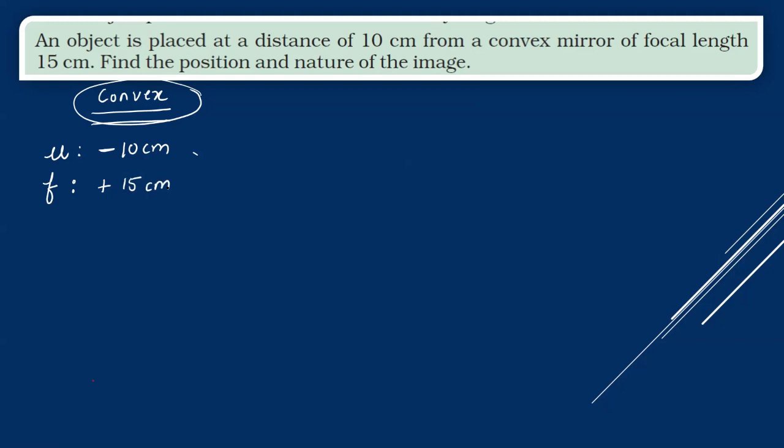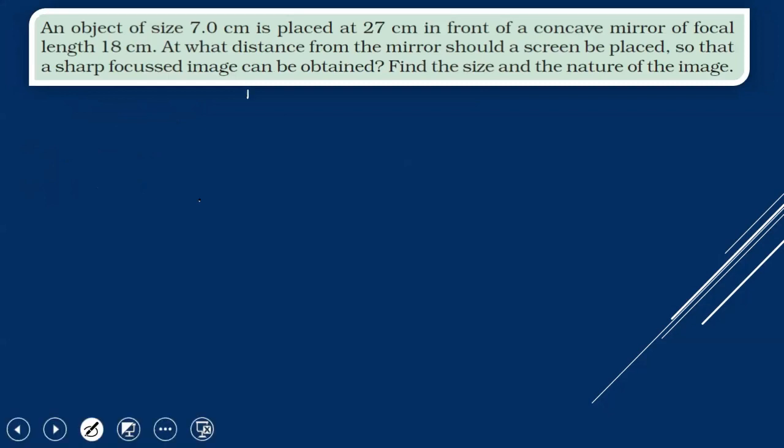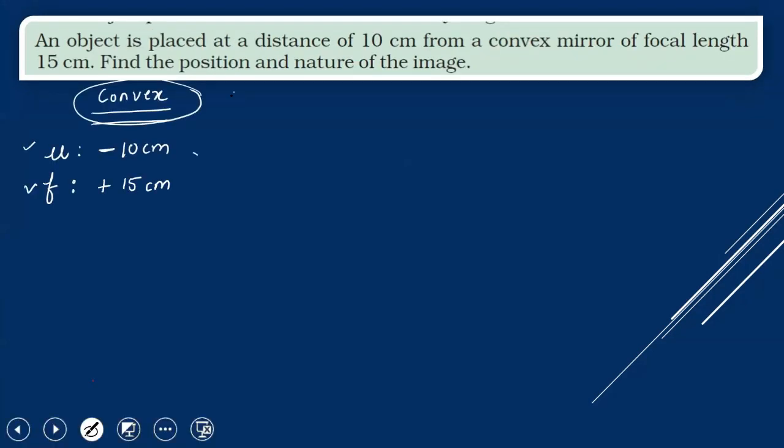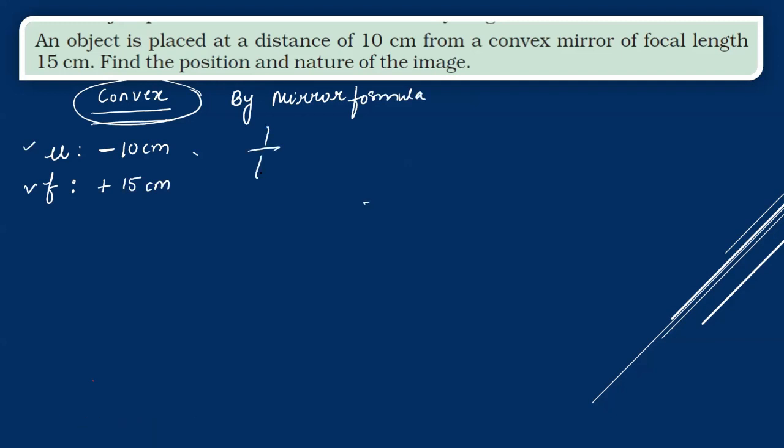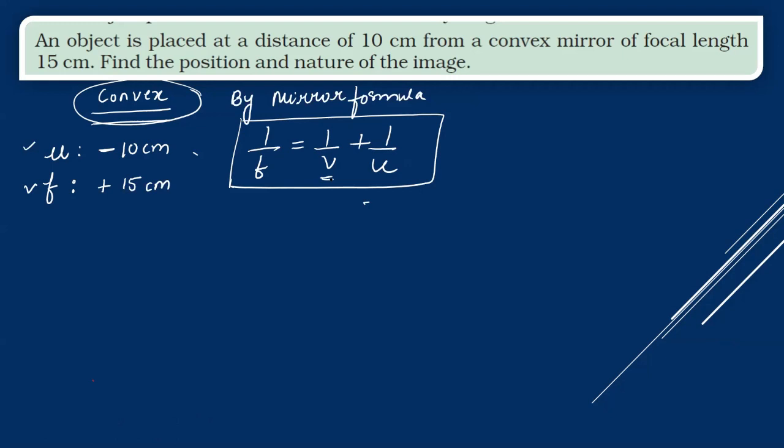We need to find the position and nature of the image. u is given, f is given. What formula are we going to use? The mirror formula. What is the mirror formula? The mirror formula is 1 upon f equal to 1 upon v plus 1 upon u. Write the formula, make a box. What do we need to find? We need to find v. So therefore, 1 upon v will be equal to 1 upon f minus 1 upon u.